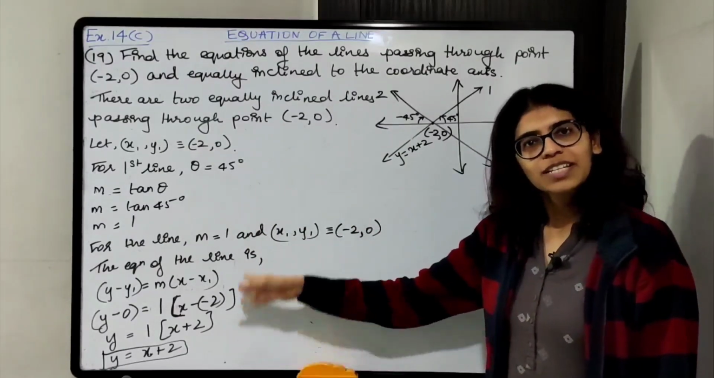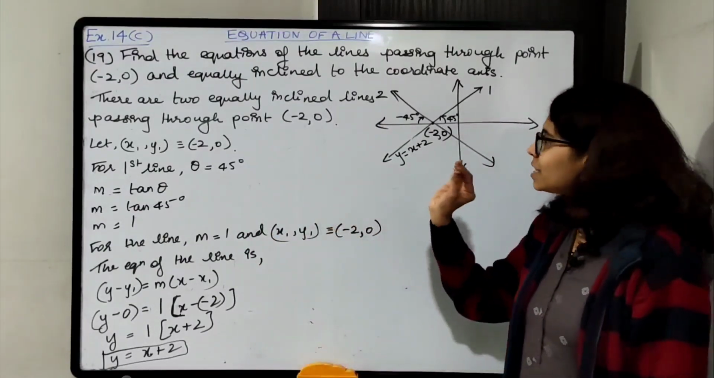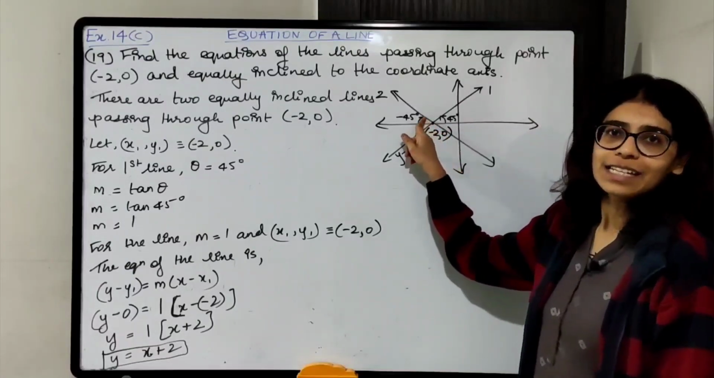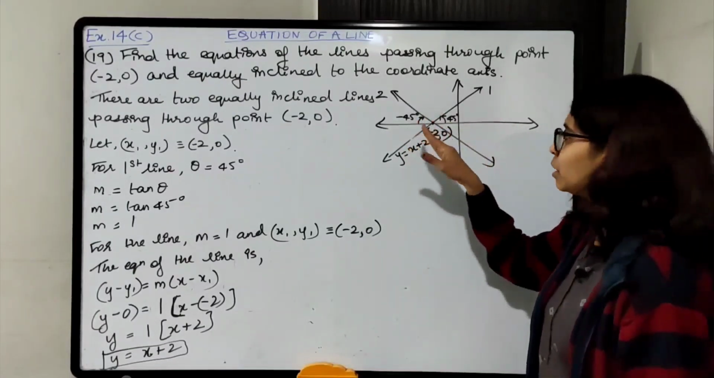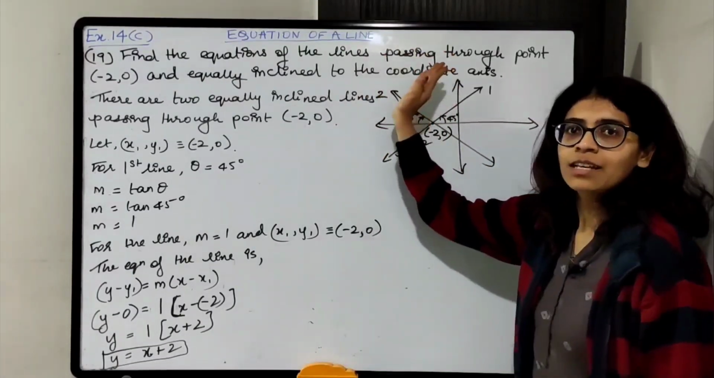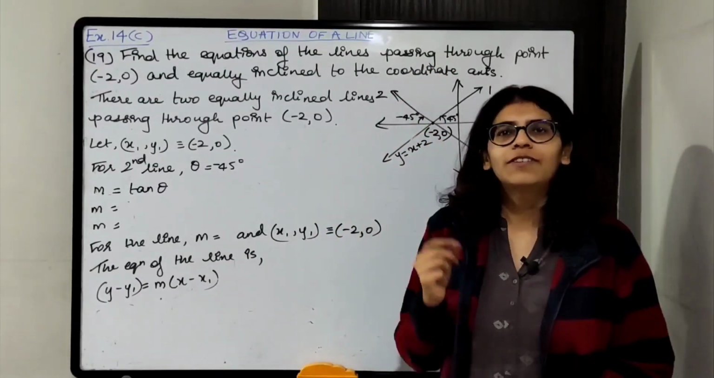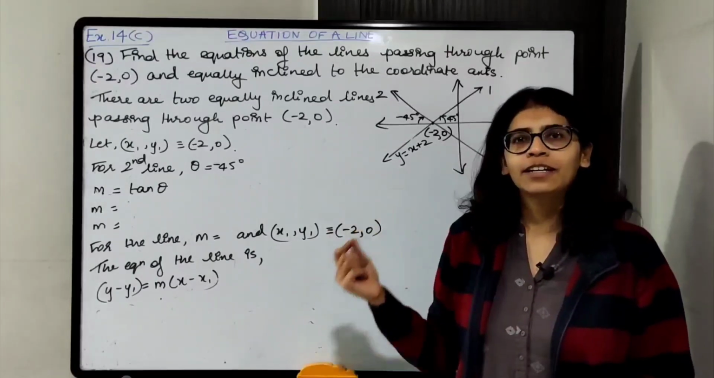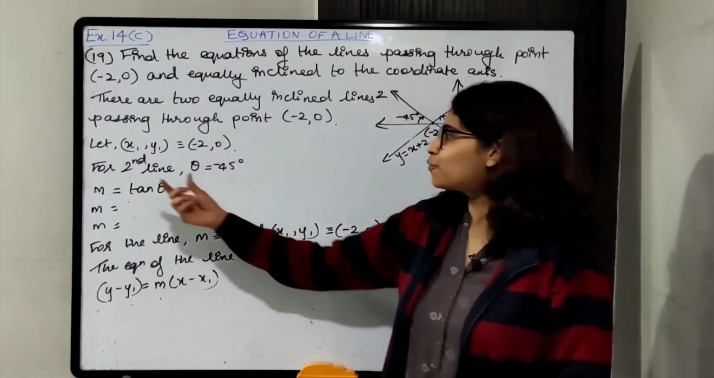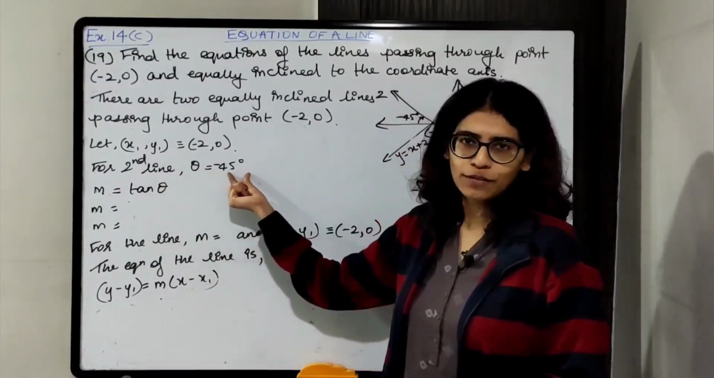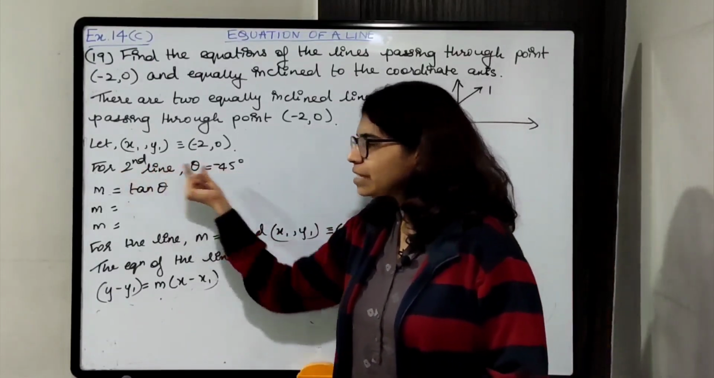Okay, we have to find out the second line. Same way, we have to solve. For the second line the inclination is negative. Okay, theta will be negative because we are going clockwise. So clockwise the angle is negative, so it will be minus 45. Okay, once you get the equation of the first line, write down the details of the second line. So for the second line, theta is minus 45. Okay, so write this down.